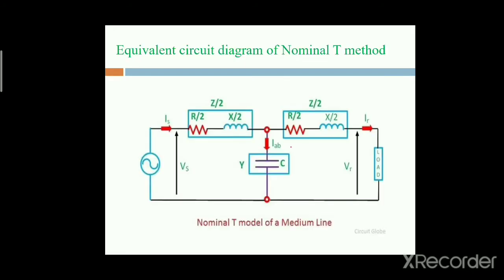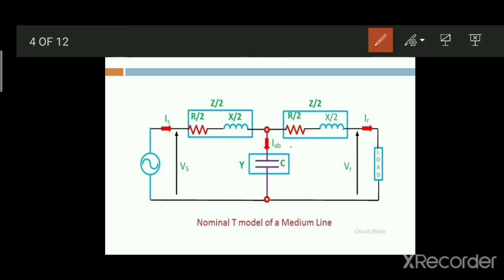In that, this is the VS, sending end voltage. This is the VR, receiving end voltage. And across the capacitance we have the V dash. This is the voltage across the capacitance, that is the V dash.